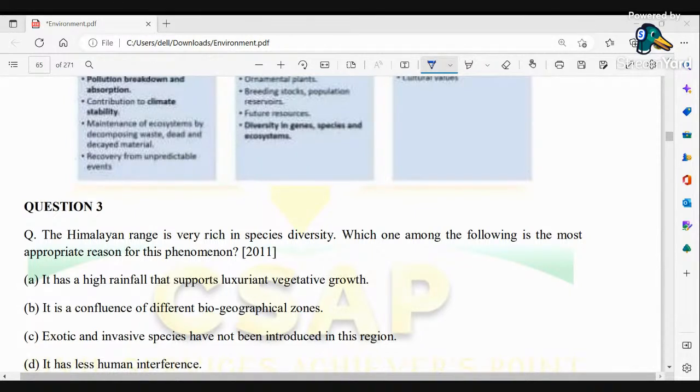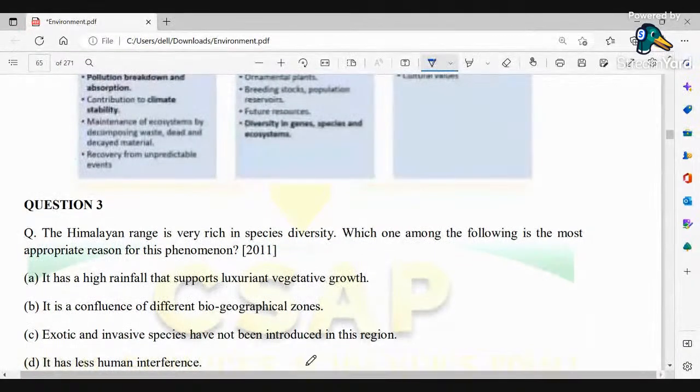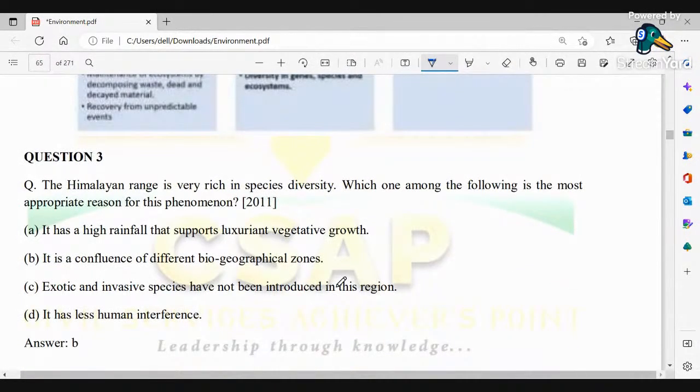C. Okay. B. Okay. Okay, so here the correct option is B. That is, it is a confluence of different biogeographical zones. Okay. Next.